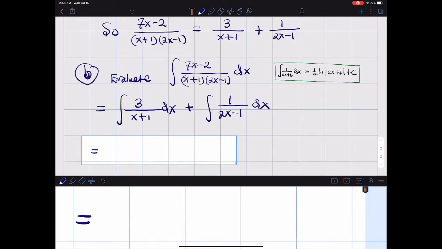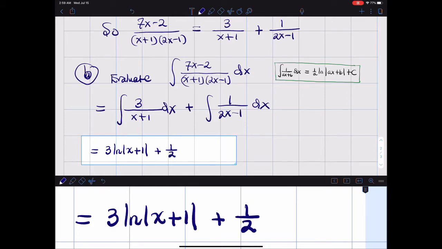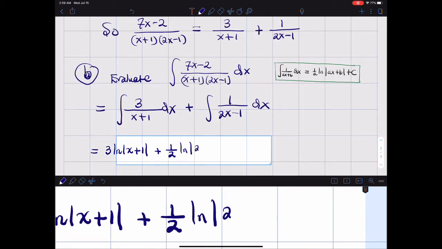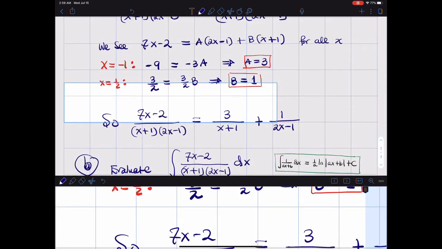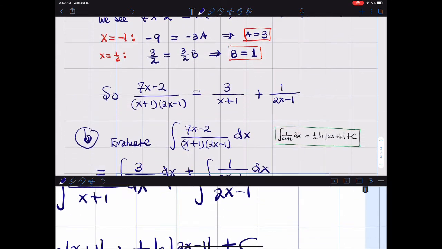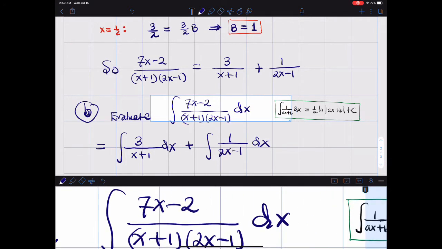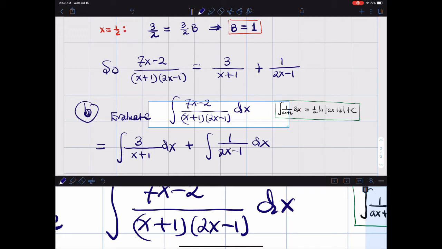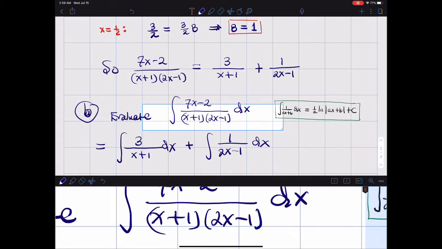The first integral, the a is 1, the b is 1. So our result is just going to be 3 natural log of (x plus 1) plus the second one. The a is 2, so it's 1/2 natural log of (2x minus 1) plus c. So after partial fractions, this becomes easy. Why are we applying partial fractions to this? Because if you look at this integral, we don't know how to do it yet without this method. Integration by parts wouldn't work. U substitution wouldn't make a dent in it. But using partial fractions splits it into two very simple fractions that we can handle.